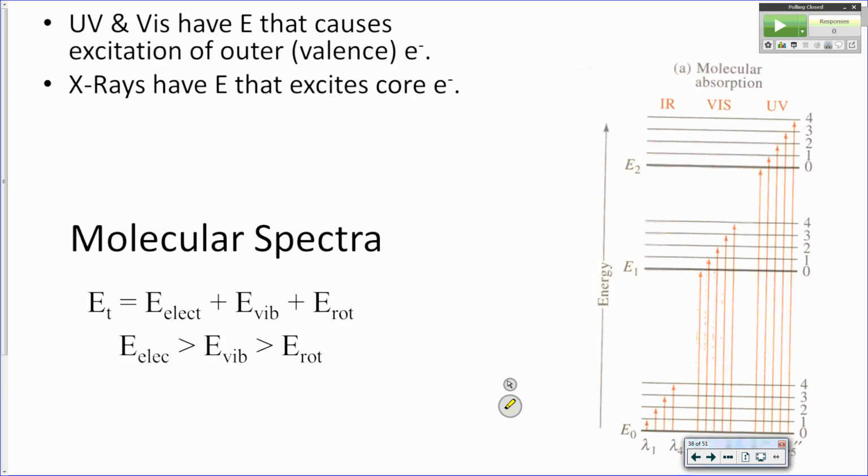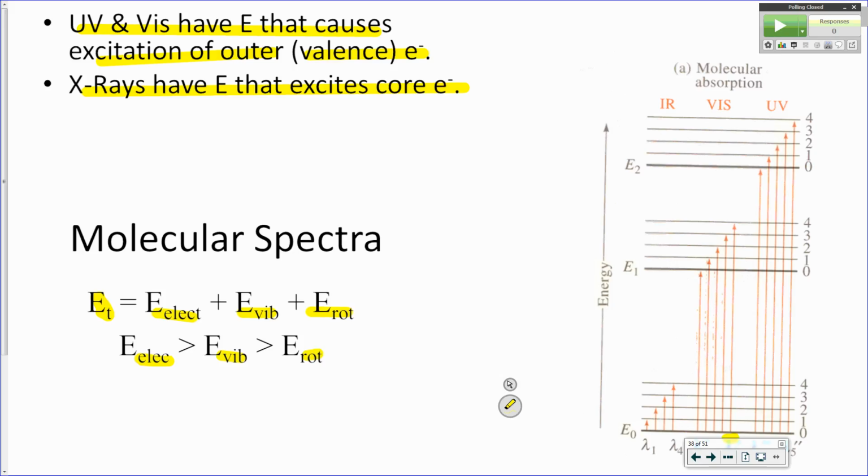Okay, switching to looking at other things, or just mentioning other things, then we're going to start talking about molecular spectra. Whenever we're talking about valence electrons, it's UV and Vis, just the same way we talked about in our exam question. If we go to X-rays, those are the core electrons that are being excited. Now switching gears to molecular, and I've already mentioned this: for molecular, E total is equal to electronic plus vibrational plus rotational. Electronic is the greatest energy, vibrational is the next greatest, and rotational is the least. There's about a 100-fold difference with each step between them.